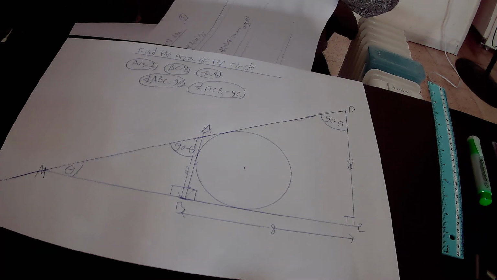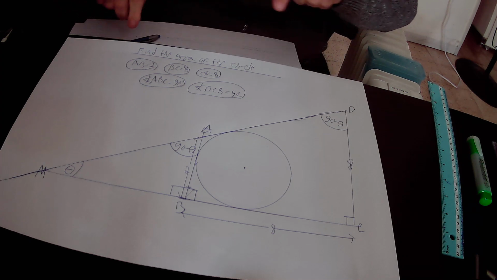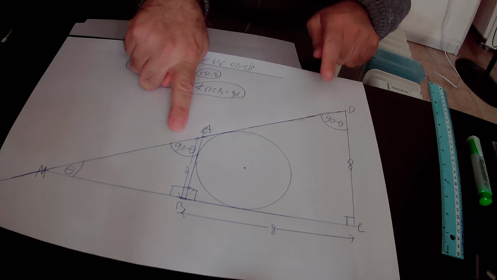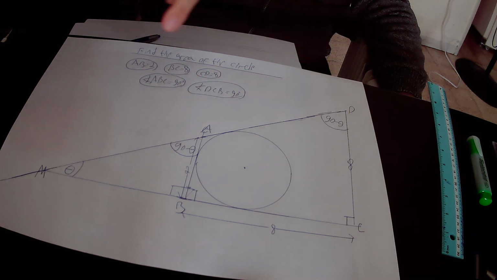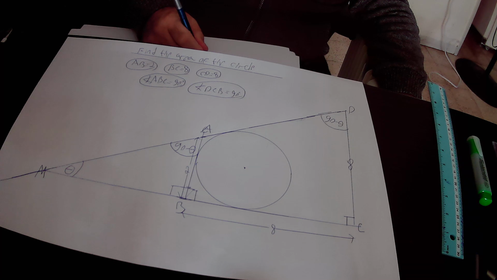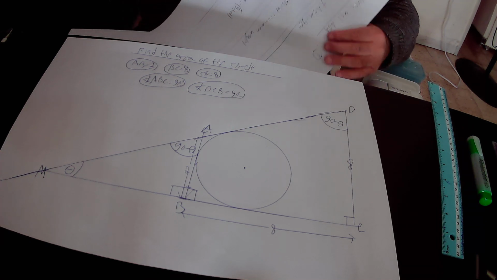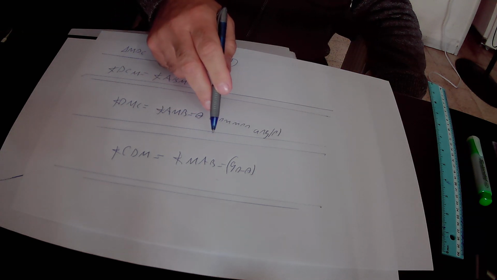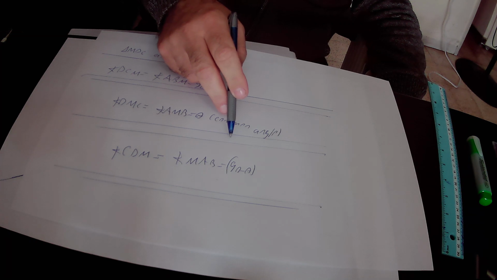And finally, we have those two angles that are both equal to 90 degrees minus theta, therefore they are equal to each other. So angle CDM in the big triangle equals angle MAB in the small triangle. They are both equal to 90 degrees minus theta, therefore they are equal to each other.